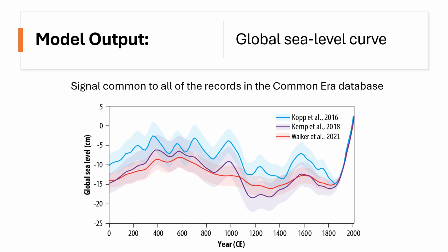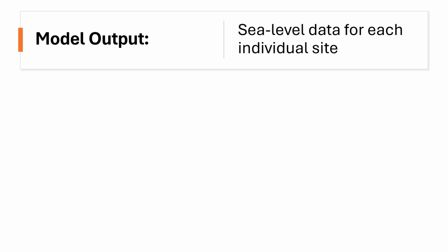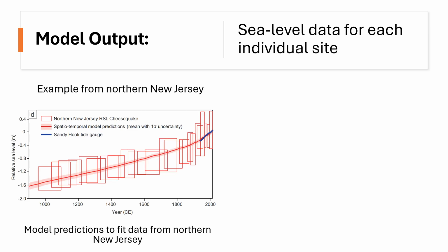We can produce a global sea level curve, and then the model also gives us the sea level data for each individual site. So I'll use an example here from northern New Jersey. Here we're looking at relative sea level in meters, just over the last 1,000 years. The red boxes are our relative sea level reconstruction. The boxes represent the vertical and chronological uncertainties. We also have tide gauge data plotted there with the blue line.